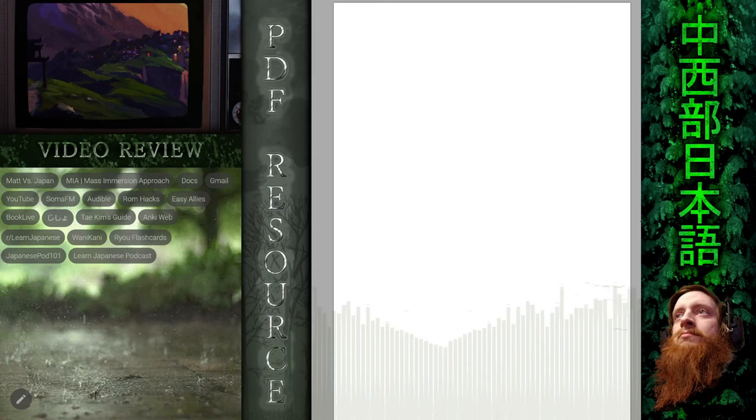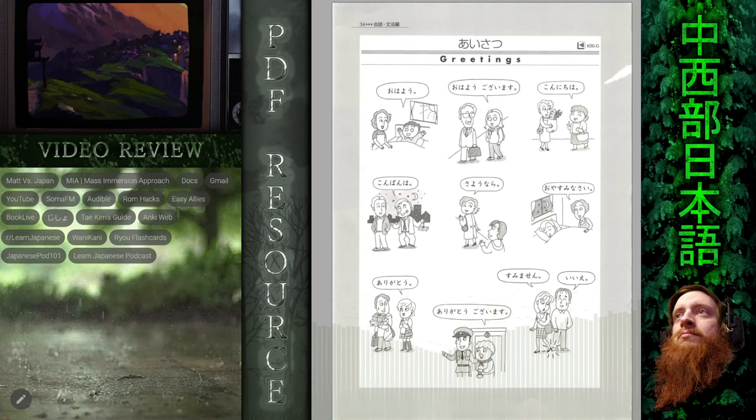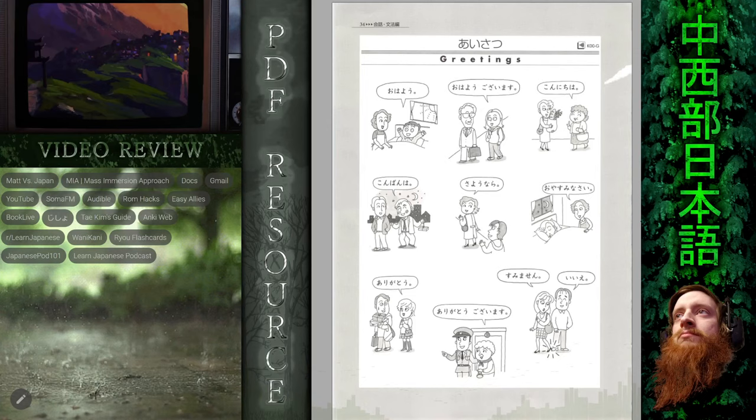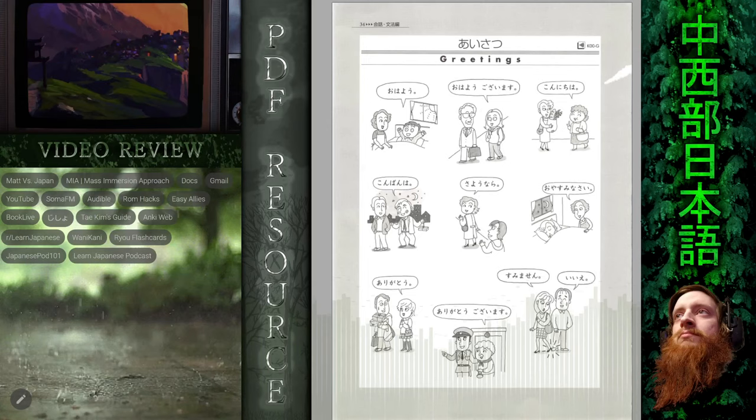So these are some of the early pages that you'll get in Genki. Ohayo gozaimasu, Konbanwa, Konnichiwa, Sayonara, Oyasumi nasai, Arigato gozaimasu, Sumimasen, Iie. So this whole page with just kana study, you would be able to read all of this. You might not know the vocab associated. You might not know that ohayo means good morning, or sumimasen means excuse me or sorry.